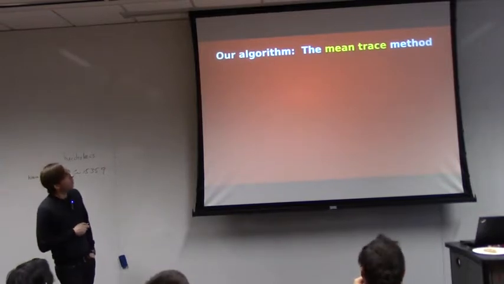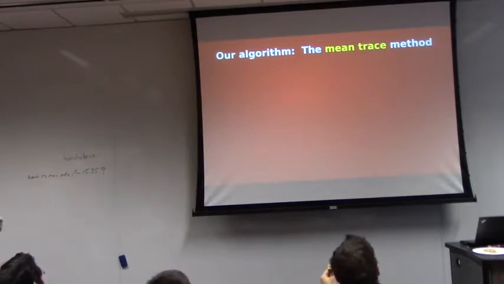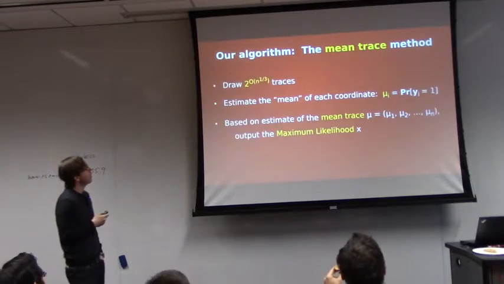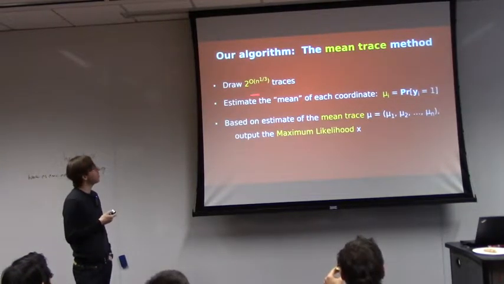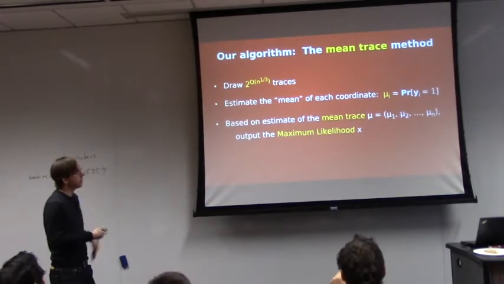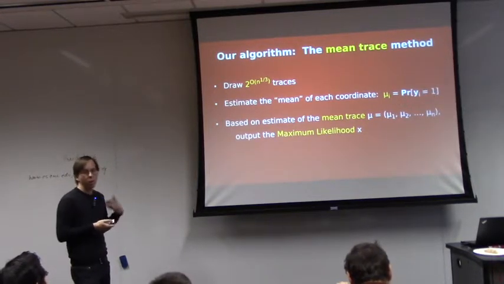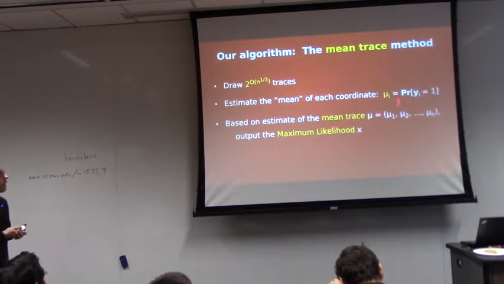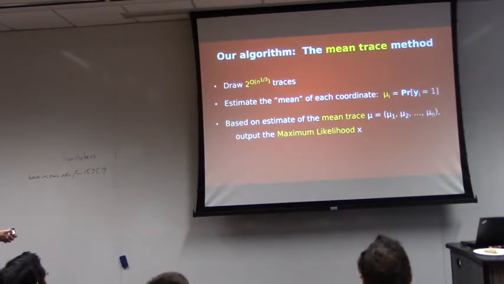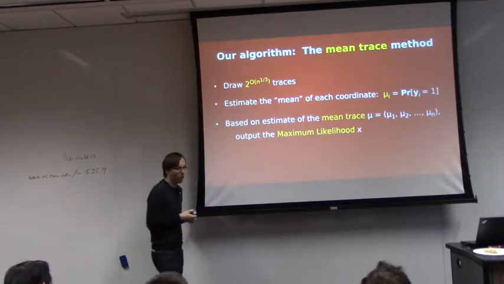Okay, and what is our algorithm? It's a very simple algorithm called the mean trace method. You just draw a bunch of traces, hit that button this many times. Just estimate the mean of each coordinate, for each of the up to n coordinates you see. Just estimate the fraction of time you see a 1 in that coordinate. And so now you have all these estimates. Then the non-efficient thing to do is just output the maximum likelihood x, the one that's most likely to have generated these means. And that's it.